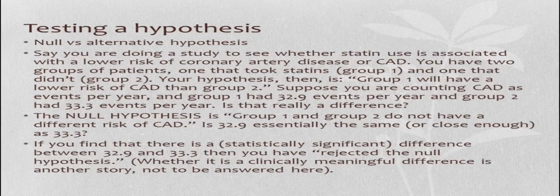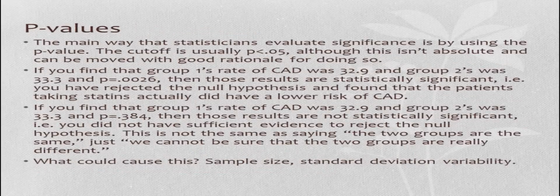If you find that there is a statistically significant difference between 32.9 and 33.3, then you have rejected the null hypothesis. The two numbers are still pretty close, and so whether it's a clinically meaningful difference is sort of another story, and that's not a question for today. Today is all about the math.